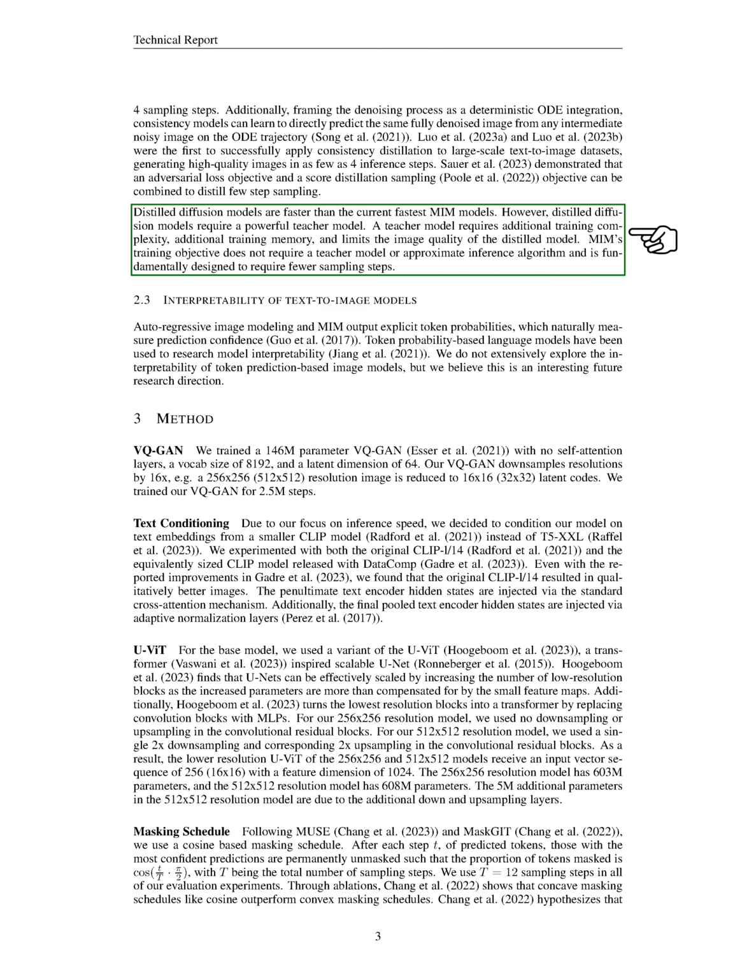Distilled diffusion models are faster than the current fastest MIM models. However, distilled diffusion models require a powerful teacher model. A teacher model requires additional training complexity, additional training memory, and limits the image quality of the distilled model. MUSE's training objective does not require a teacher model or approximate inference algorithm and is fundamentally designed to require fewer sampling steps.